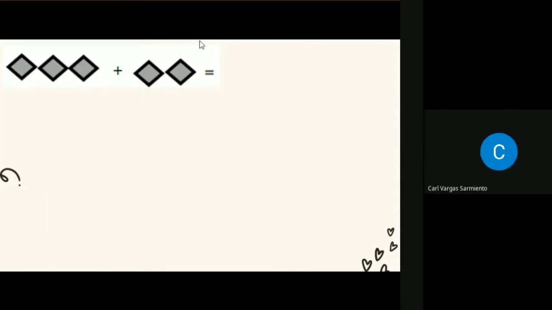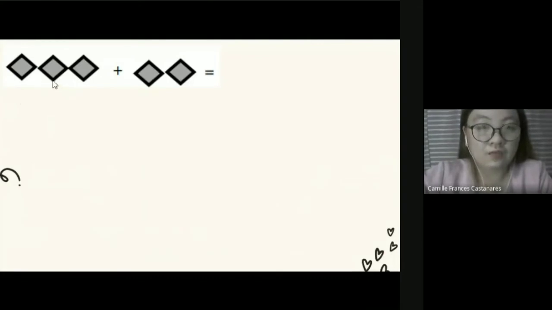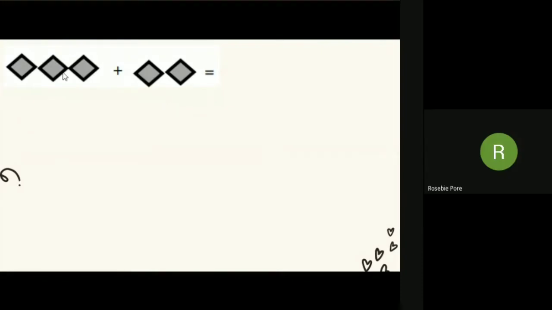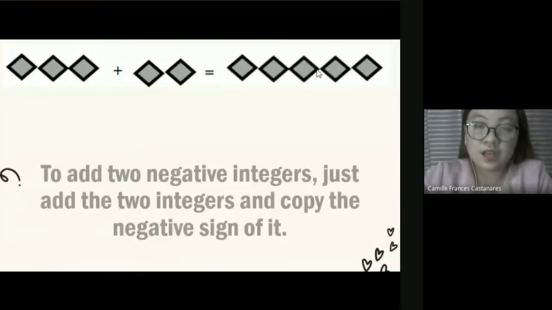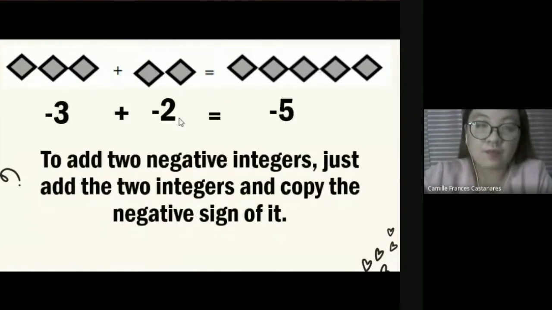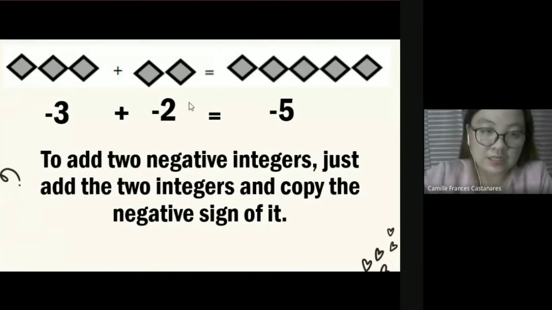Okay. Negative 3. Plus negative 2. Again, this is negative 3. Correct kayo. And then this is negative 2. So, pag pinagsama natin yan, magiging negative 5. Bakit naging negative 5? So, sabi, to add negative numbers, just add the two integers. Ang two integers natin is 3 and 2. So, 3 plus 2 is 5. Bakit daw naging negative? Ang sabi, copy the negative sign. So, after natin i-add, ika-copy natin yung negative sign.